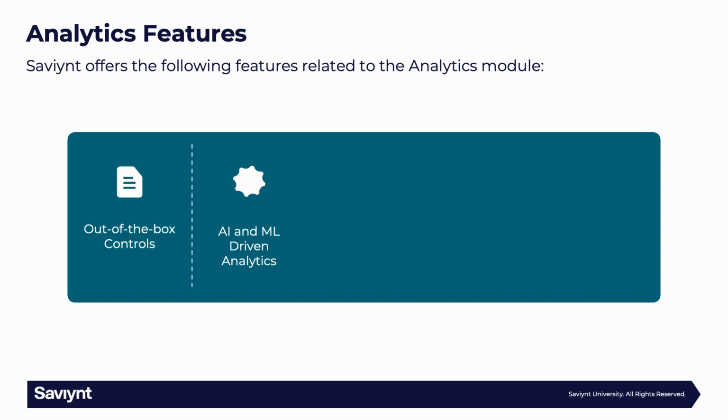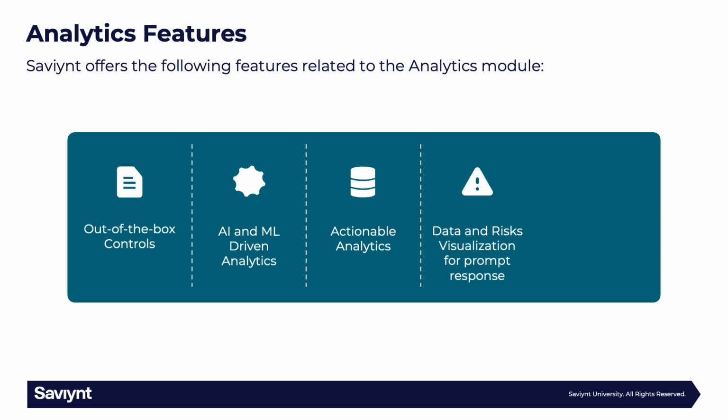This means Saviynt can analyze large volumes of data to identify patterns, trends, or anomalies that might be missed through manual review. You also get actionable analytics, insights that don't just sit in a report, but trigger automated responses or feed into workflows. Another powerful feature is the visualization of data and risks.